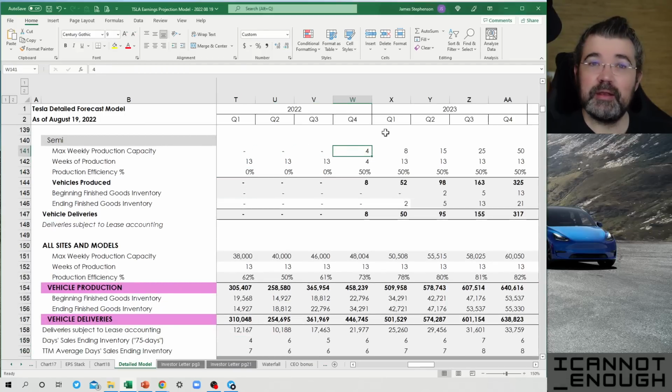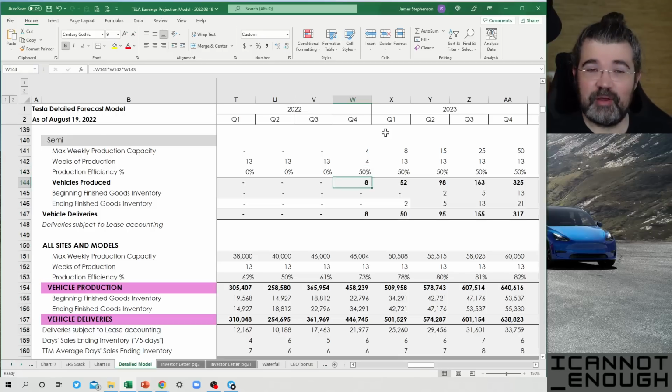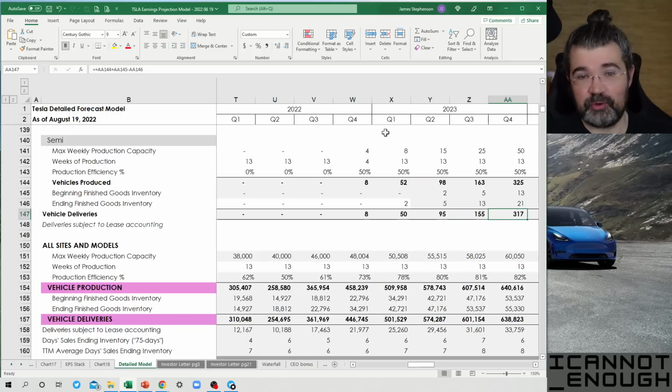Semi, Elon has said we will see deliveries before the end of this year. So I have 8 Tesla Semis being produced in Q4, and then 50 deliveries in Q1 of 2023, almost 100 in Q2, 150 in Q3, 300 in Q4 when they finally start to ramp this up to serious production.